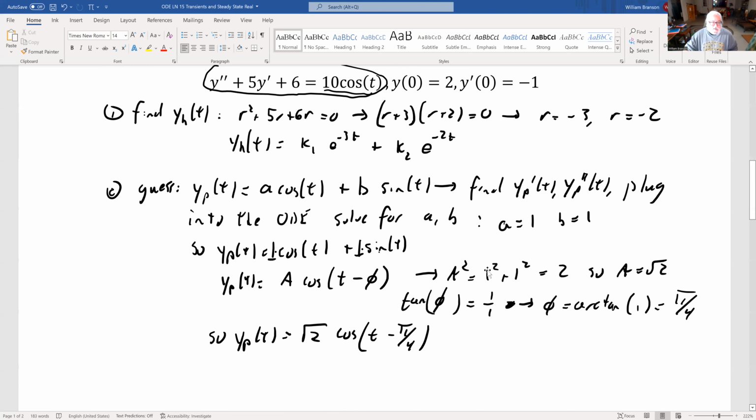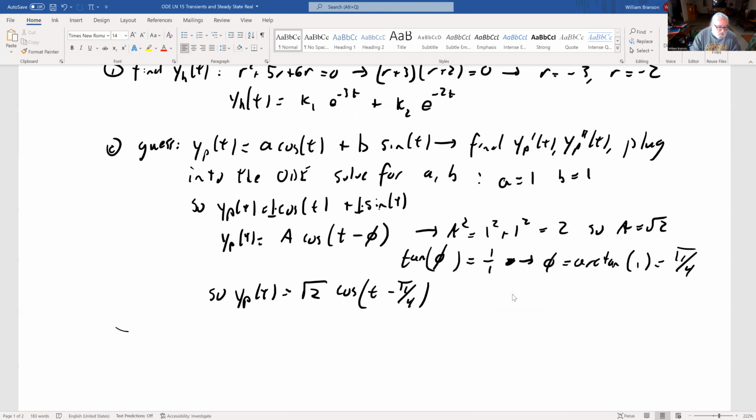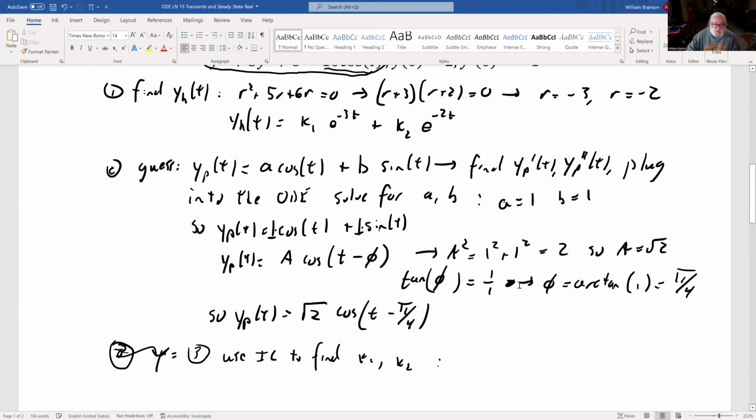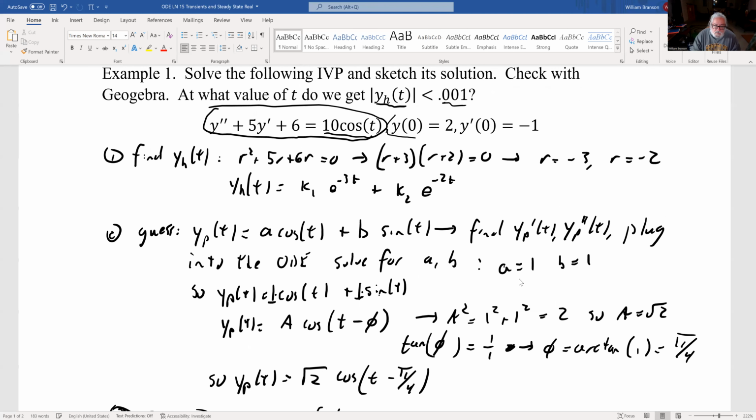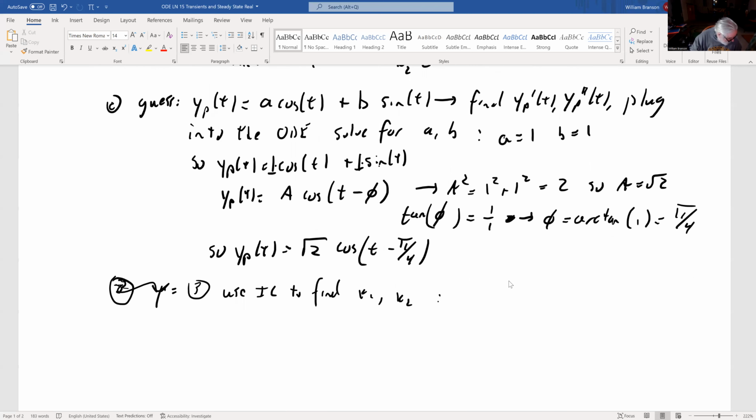We want to sketch the solution. It's a little bit tricky, but it's not too bad. Step 3: use the initial conditions to find k1 and k2. Our initial conditions are these. Plug in t equals 0. We're given an initial displacement of 2 and initial velocity of -1. Plug those in, and you can actually get that k1 equals 1 and k2 equals 0.